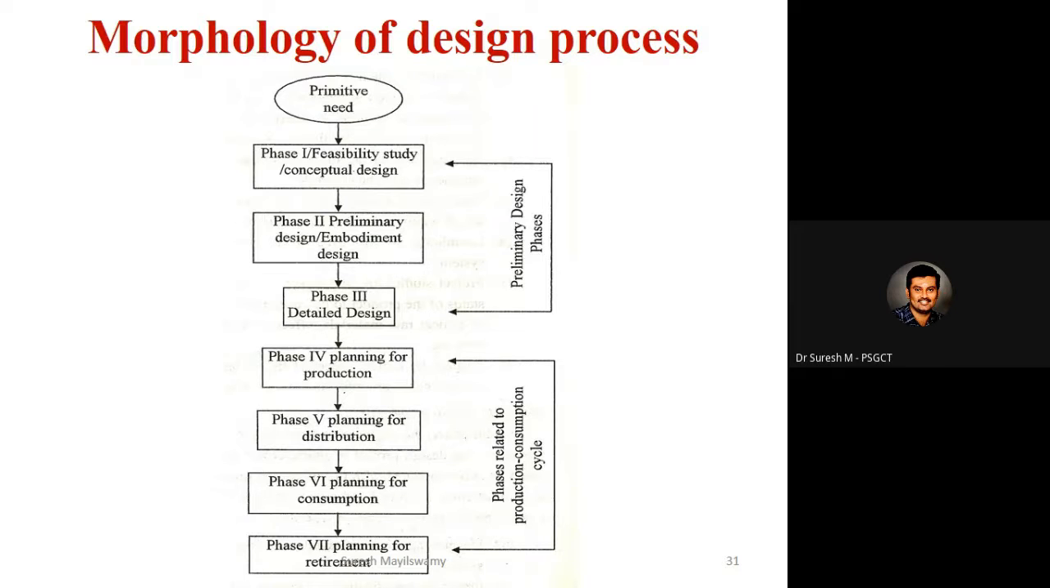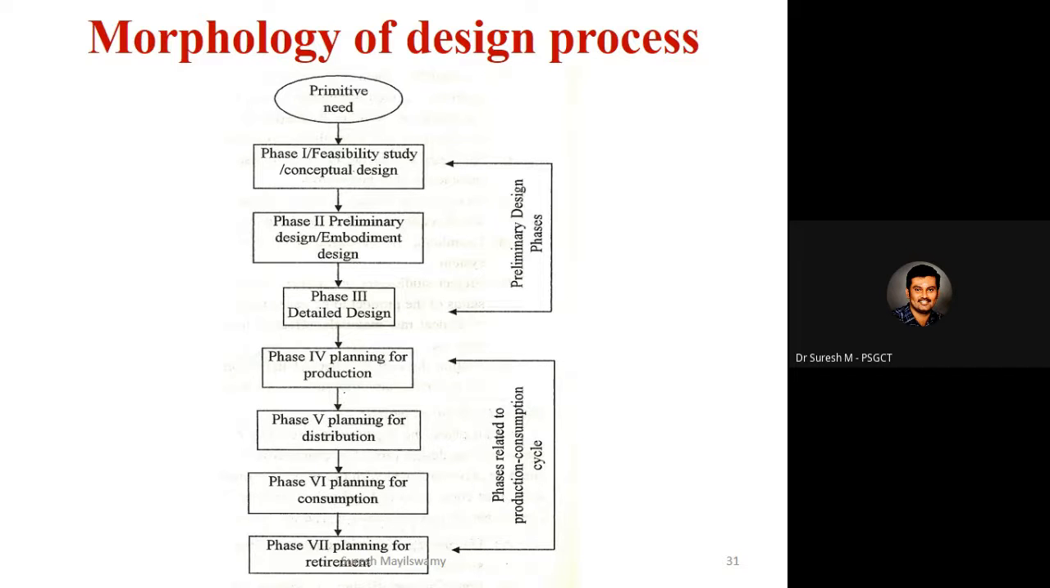The first stage is a feasibility study or conceptual design. The second stage is a preliminary design or embodiment design. And the third stage is a detailed design. This is what we discussed in the Shigley model.